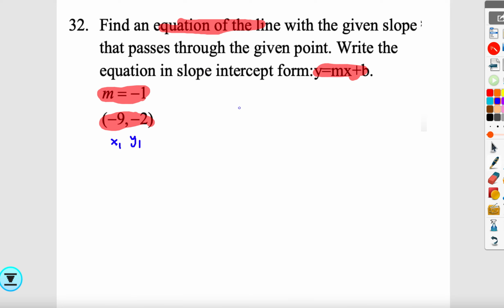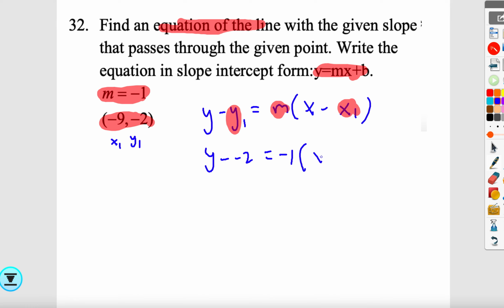And this is m. So the formula we have to use is the point slope formula, which is y minus y1 equals m parentheses x minus x1. Then we plug in these three values, which is what we have over here. So we get y minus -2 equals -1 parentheses x minus -9. Two negatives make a positive. Don't forget that.